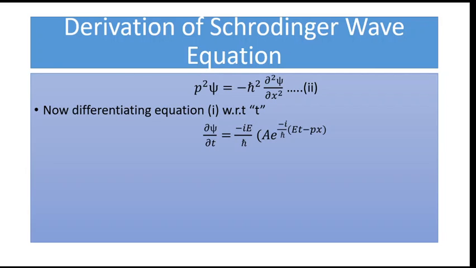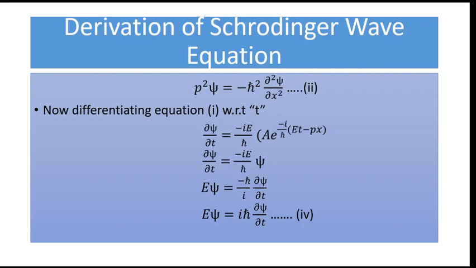And now we will differentiate the wave function of a free particle, which we named as equation 1, with respect to time. The differentiation with respect to time gives us minus iota E over h bar times the original wave function psi. A little simplification gives us the equation of the form E psi is equal to minus h bar over iota partial psi over partial t, and a bit more simplification gives us E psi is equal to iota h bar partial psi over partial t.